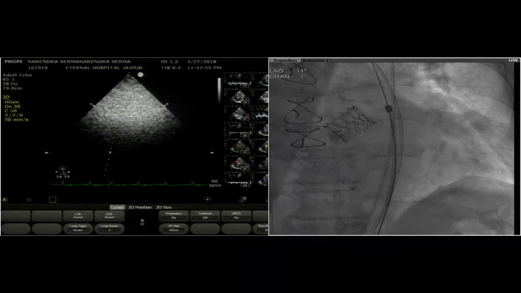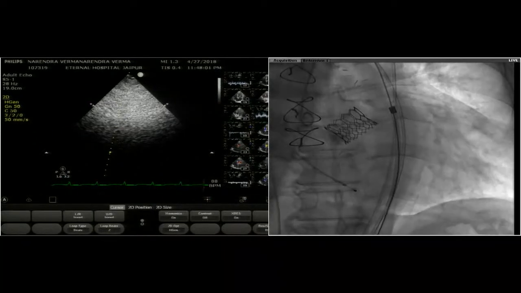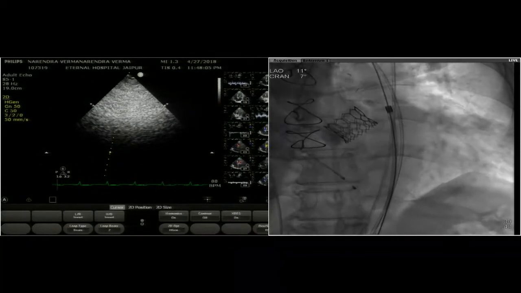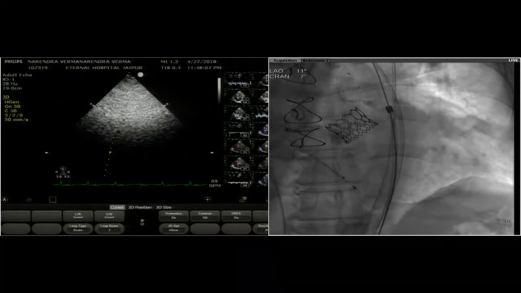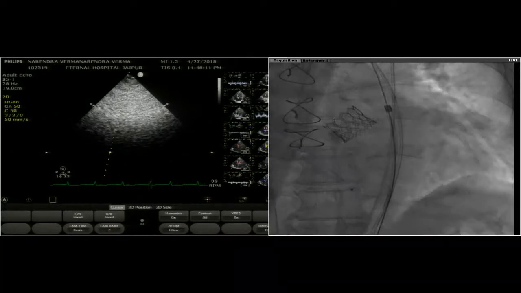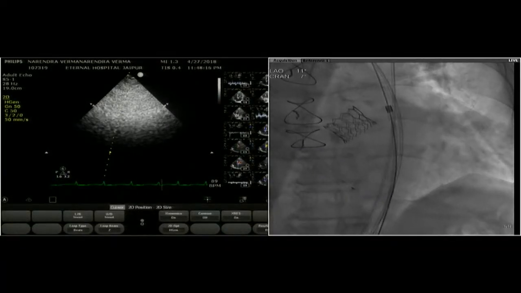Ready? Inject. No, yeah, I think that's good. We can do one more injection if you are not happy with the contrast volume. I can give a good 15 ml. I don't want to decrease the AR by giving less volume. So let us increase the PSI, maybe around 700, 15 ml per second. Yeah, increase that.